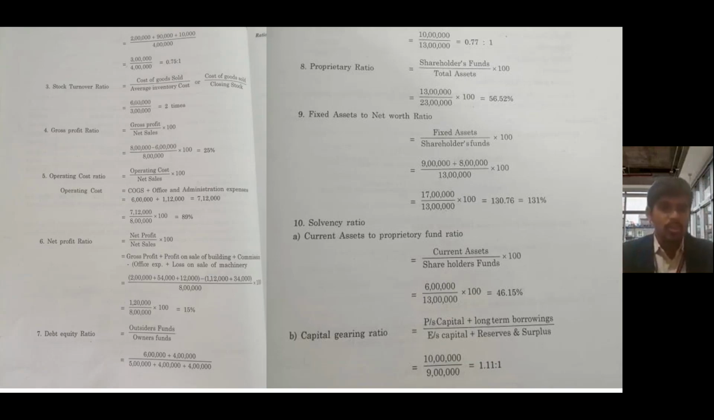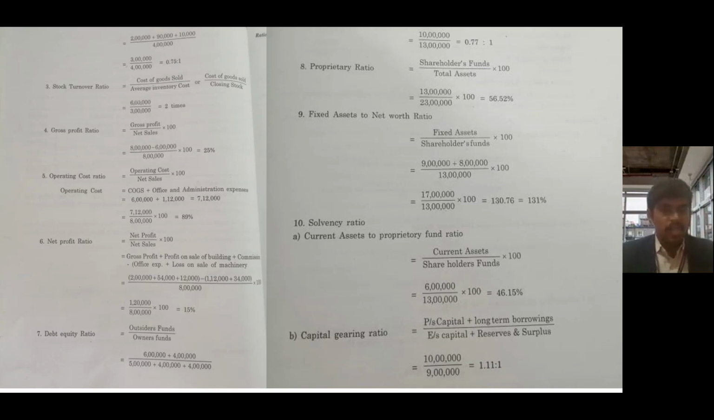So net sales is 8 lakh rupees. In that, we sold the goods at a cost of 6 lakh rupees. After deducting that, we got a value of 2 lakh rupees, and total net sales is 8 lakh rupees. So dividing 2 lakh by 8 lakh and multiplying by 100, it becomes 25% gross profit ratio we are earning. Which means we are earning a great gross profit as well.